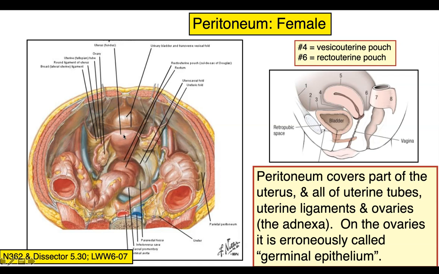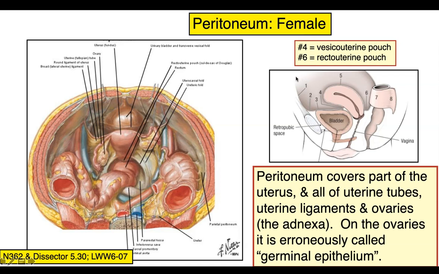In the female, it is different. In between the urinary bladder and the rectum in the pelvic cavity, there is the uterus. The uterus lies in between the urinary bladder and the rectum. So in the female, the peritoneum covers the superior surface of the urinary bladder. Then it goes over the uterus.